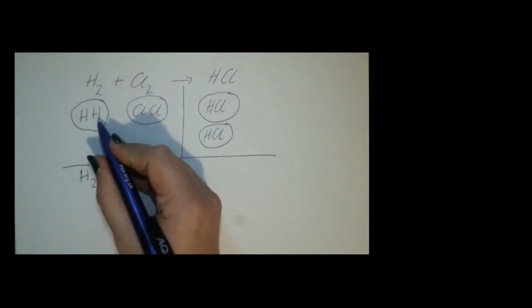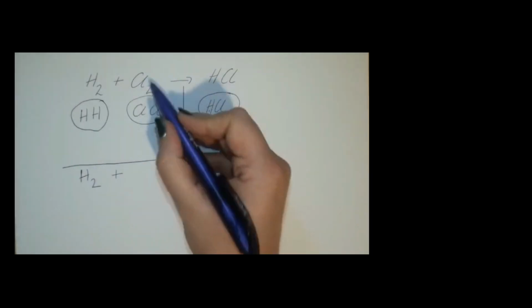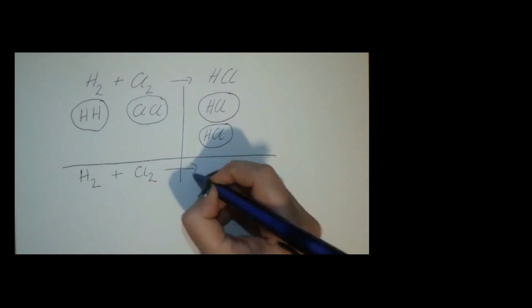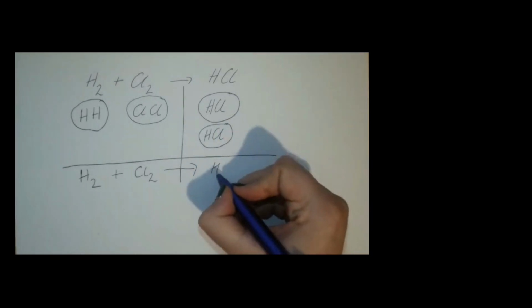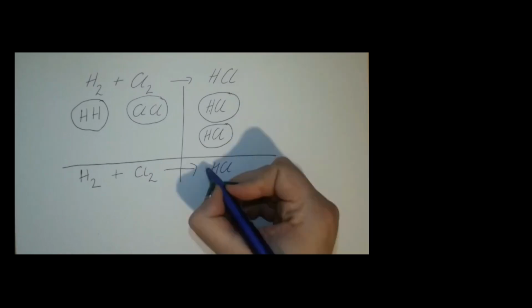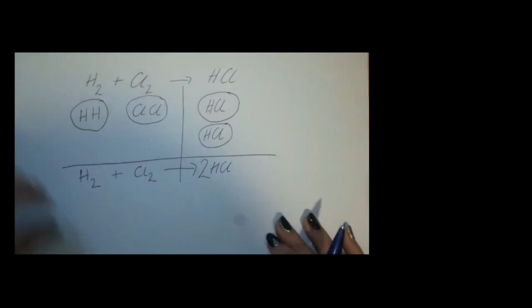H2, just one bubble, so we don't need to write a number there. Reacts with Cl2. Yeah, only one bubble, so I just need to copy that. And that goes to make HCl. But how many bubbles do we have here? 1, 2. So because we have 2 bubbles, we put a big 2 in the front. And that's now balanced. Let's do one more, just to check.